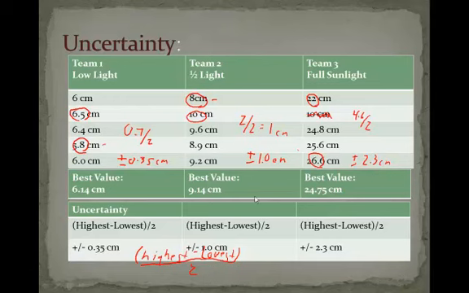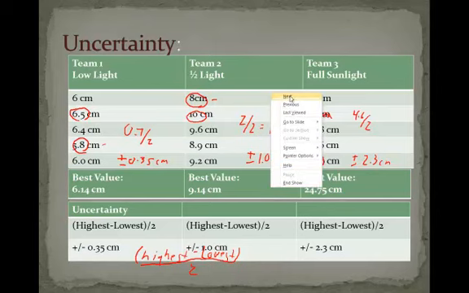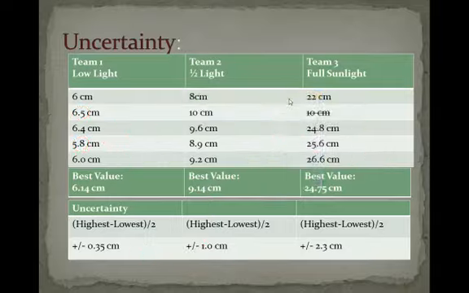Low uncertainties are desirable. You want to collect data so that all of your data points are fairly close together, and that would mean that you have very, very accurate data. So the closer you can get to 0 for an uncertainty, the better your data looks.